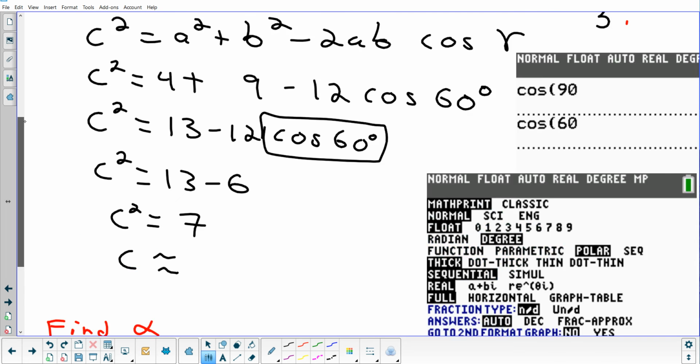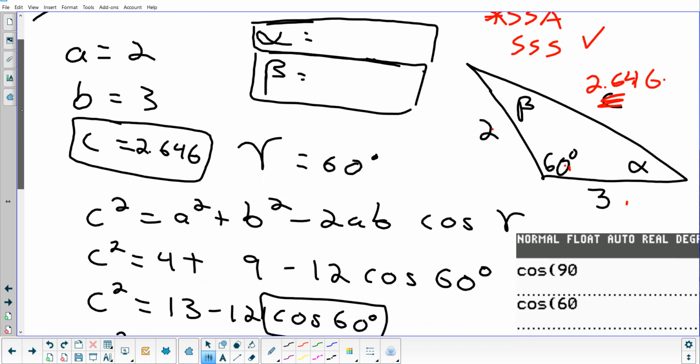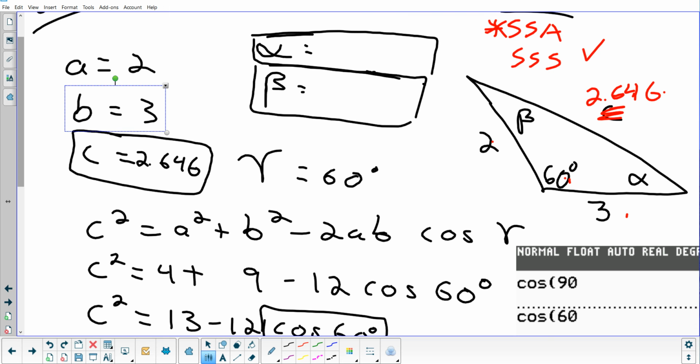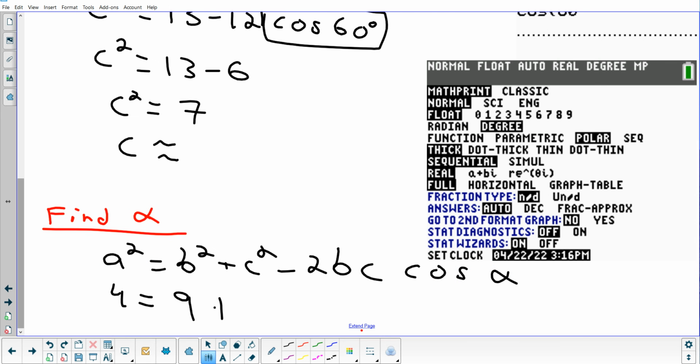All right, so a squared, we got that, that's 4. B squared is 9. And now c squared, we don't have to take our answer for c, 2.646, and square it. We already have c squared. What is c squared? 7. We have that from the work we just did. If you take 2.646 and square it, you're probably going to get like 6.999. Well, it's 7. So let's just go with 7.